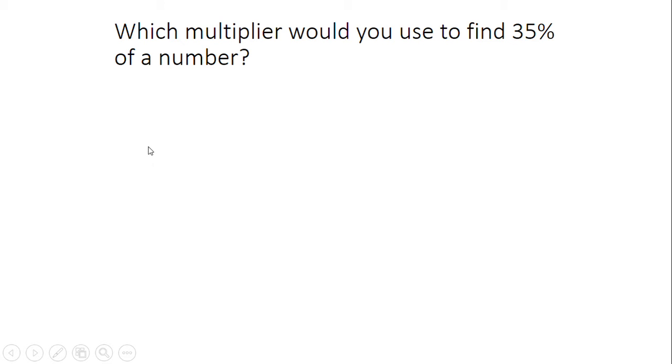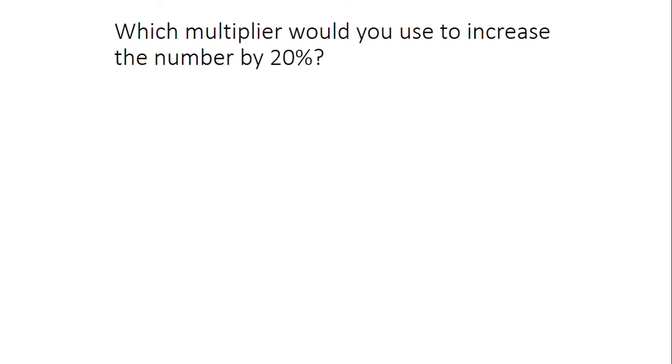Okay, so how would you find 35% of a number? Well, you'll multiply it by 0.35. 35% is equal to 0.35. And now we're increasing the amount, so we're adding the 20% onto the original amount.